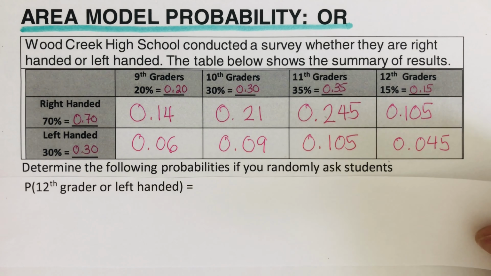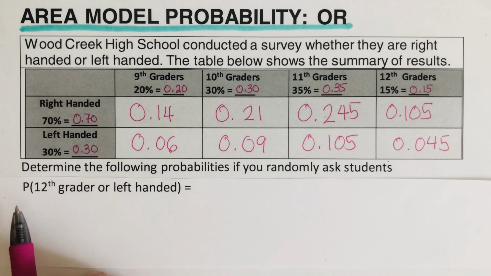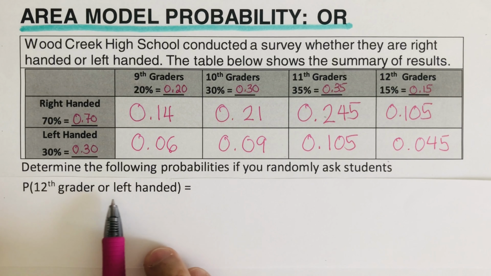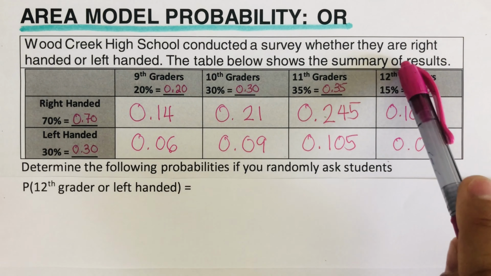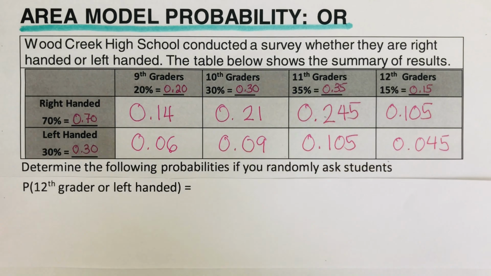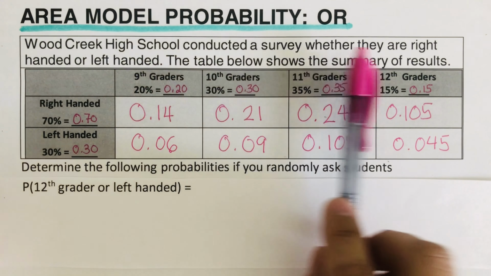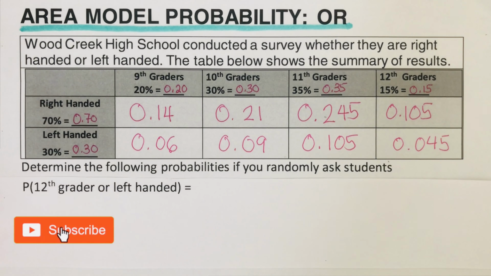So what is the probability that when you go to this school, you're going to be able to ask a 12th grader or left-handed? So you can see 12th grader or left-handed, it means this 12th grader and left-handed at the same time. So the previous examples that we did, those were just all one direction. This time around, there's like an intersection between these two. So there's like two columns involved. So how do we do this problem?